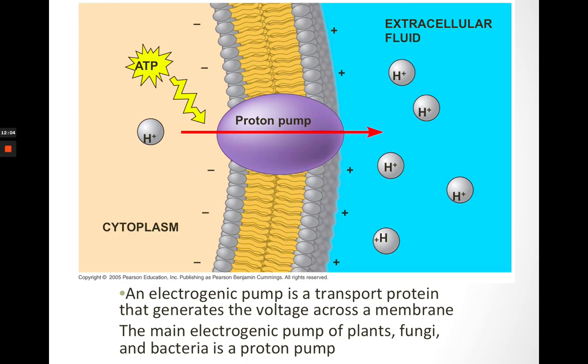So an electrogenic pump is a transport protein that generates voltage across a membrane. The main electrogenic pump of plants, fungi, and bacteria is a proton pump.